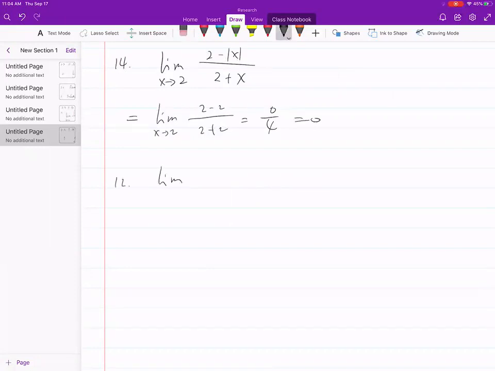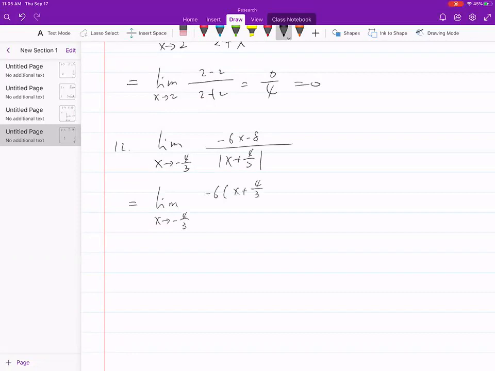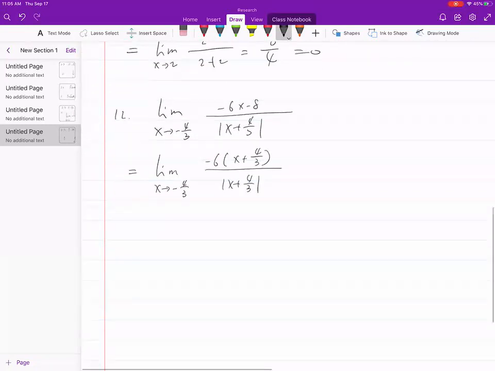Limit x goes to negative 4 over 3, negative 6 minus 8, x plus 4 over 3. That's exactly what I'm talking about just now. That's a very good example. Okay, so the first thing you want to do is you plug in the number. You find it's 0 over 0. Therefore, you try to cancel something. Then you realize if you just factor out negative 6, you have x plus 4 over 3 on the top. You have x plus 4 over 3 on the bottom. You really want to go ahead and try to cancel this. Everything good so far?